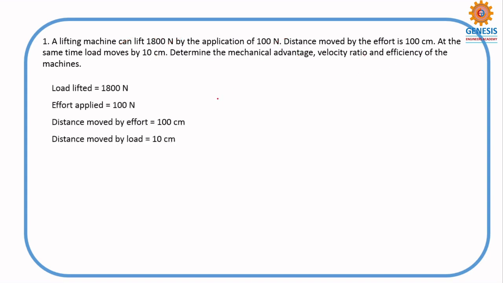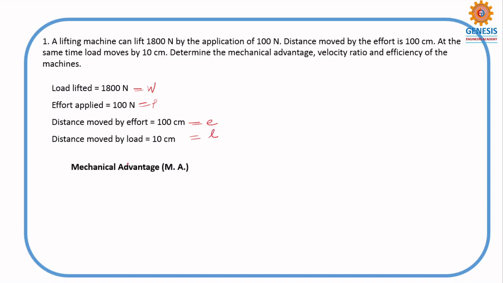What is the velocity ratio? What is the efficiency? Okay. Now next, the load lifted is W, the effort applied is P, the distance moved by the effort is 100 centimeters, that is E, and the distance moved by the load is N.